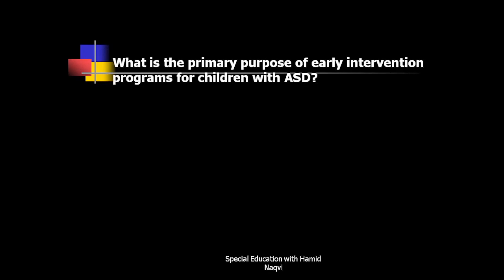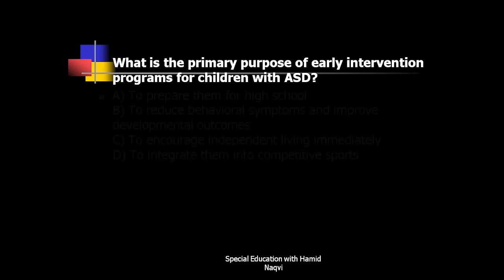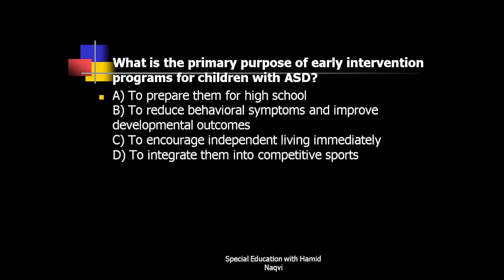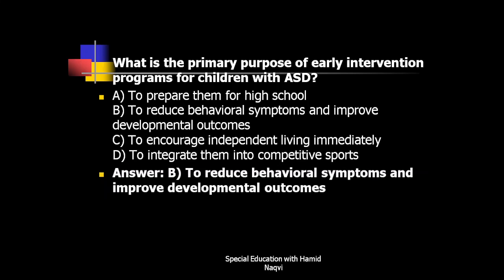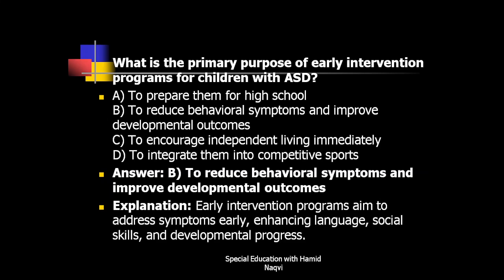What is the primary purpose of early intervention programs for children with ASD? To prepare them for high school, to reduce behavioral symptoms and improve developmental outcomes, to encourage independent living immediately, to integrate them into competitive sports. Answer is to reduce behavioral symptoms and improve developmental outcomes. Early intervention programs aim to address symptoms early, enhancing language and social skills and developmental progress.